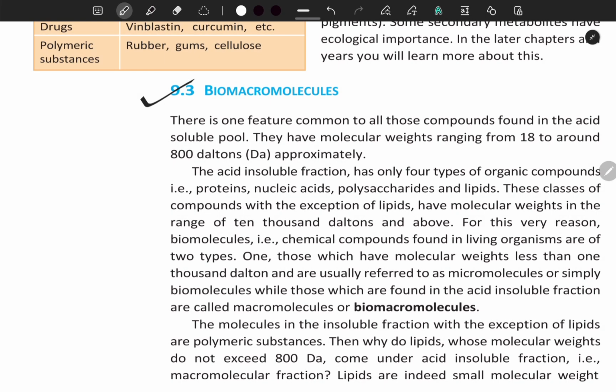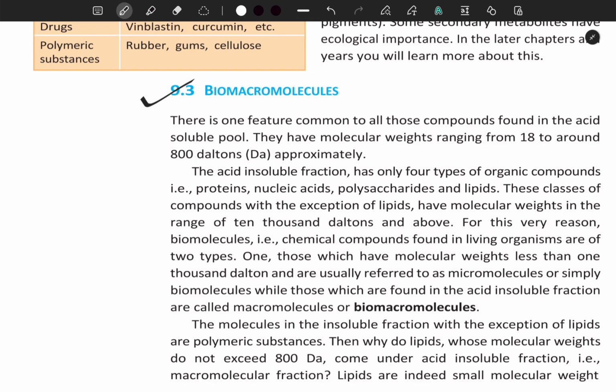9.3 Biomolecules. There is one feature common to all those compounds found in the acid-soluble pool. They have molecular weights ranging from 18 to around 800 daltons approximately. The acid-insoluble fraction has only 4 types of organic compounds, that is proteins, nucleic acids, polysaccharides and lipids. These classes of compounds, with the exception of lipids, have molecular weights in the range of 10,000 daltons and above.